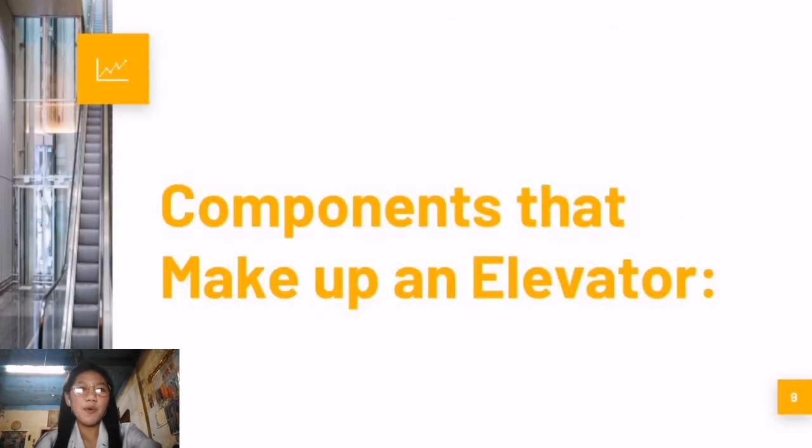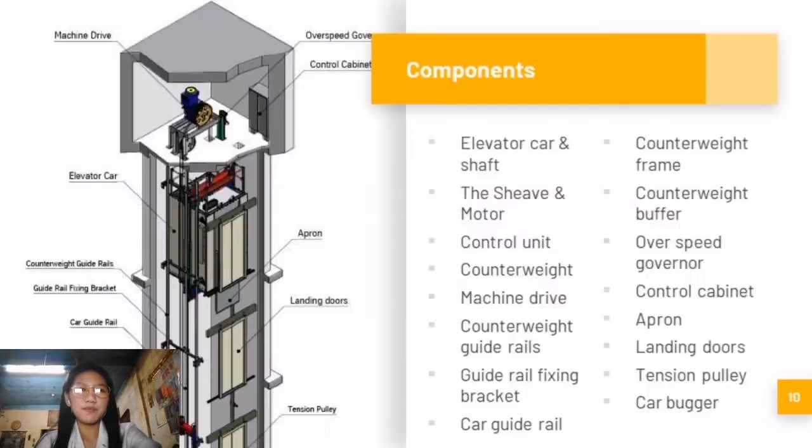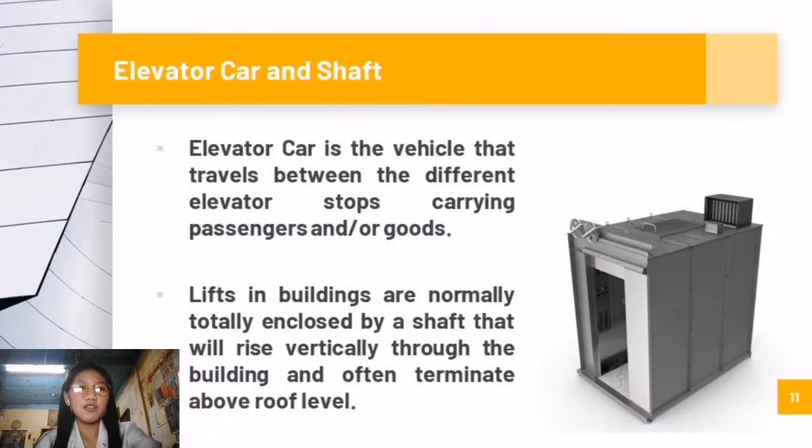So next are the components that make up an elevator. Here are the components of an elevator: elevator car and shaft, the sheave and motor, control unit, counterweight, machine drive, counterweight guide rail fixing bracket, car guide rail, counterweight frame, counterweight buffer, overspeed governor, control cabinet, apron, landing doors, tension pulley, and car buffer. We'll be discussing first the elevator car and shaft.